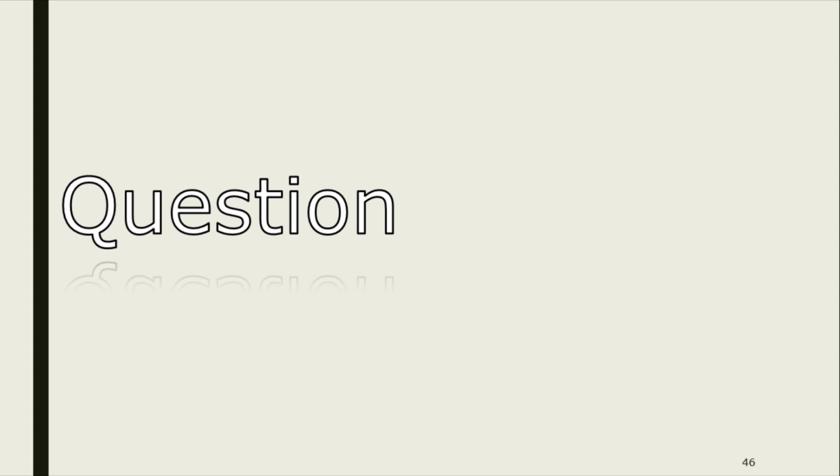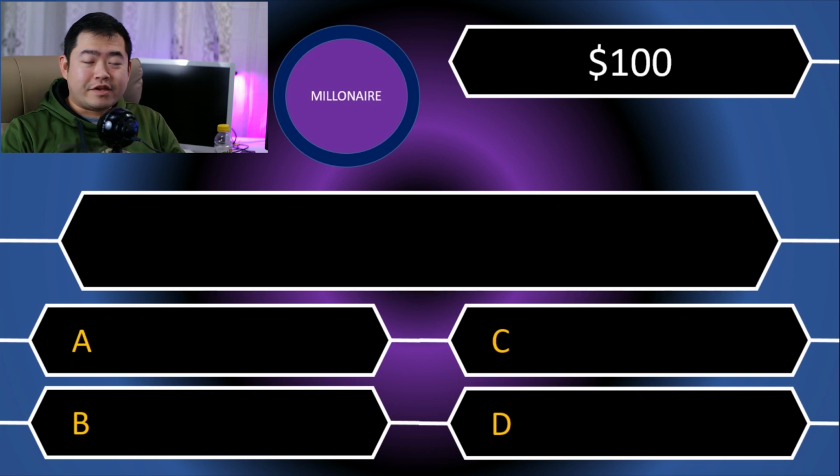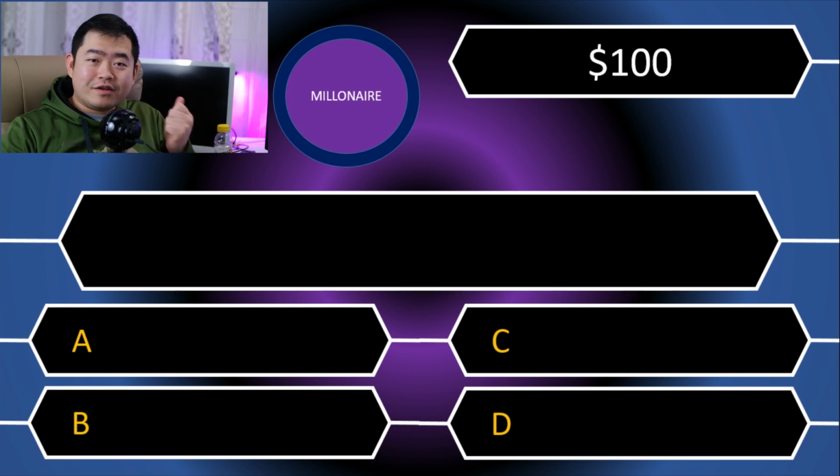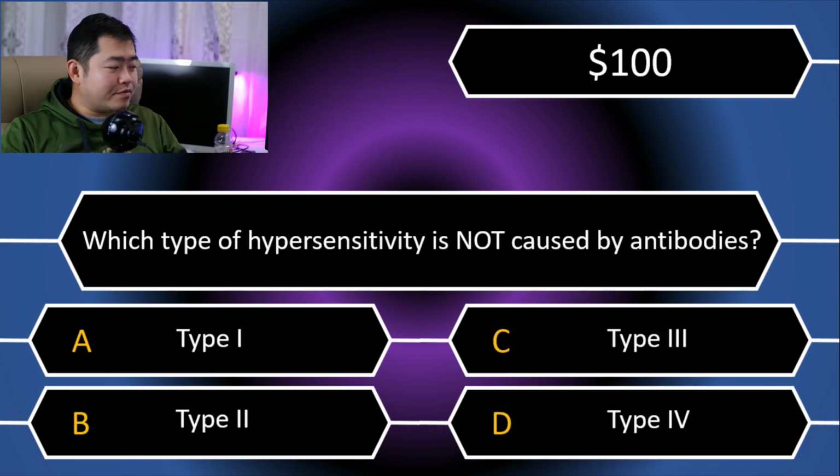Alright, it is question time again. And who wants to be the millionaire? Now, don't mistake it, no one's gonna become a millionaire by the end of this lecture series. I think it's just a fun game to play. Well, the first part, you guys went through the $100 question, just a little bit of recap: which type of hypersensitivity is not caused by antibodies? And you guys picked type 4, that is correct.